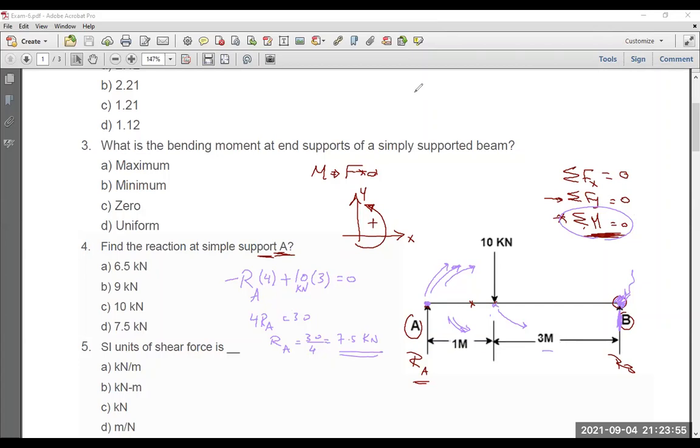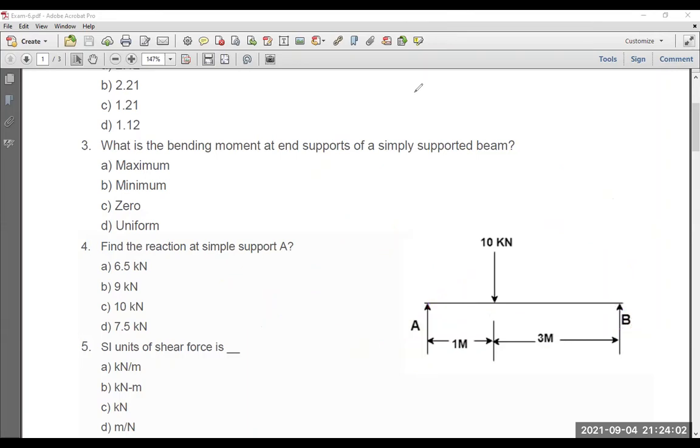Okay, sir. Sir, what is the answer for number 3? I missed the connection, sir, that time. 0, no? Yes. Yeah, okay, sir.